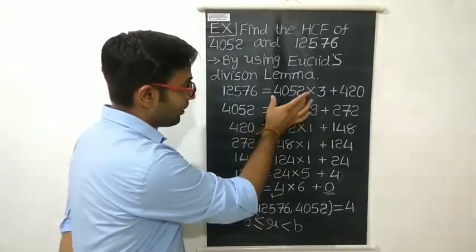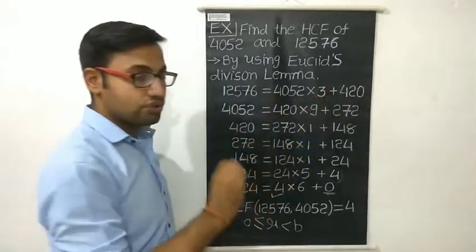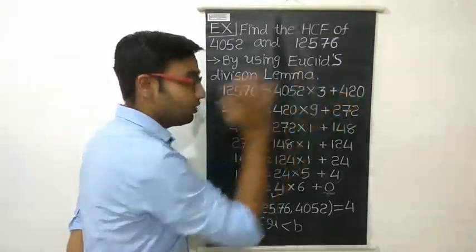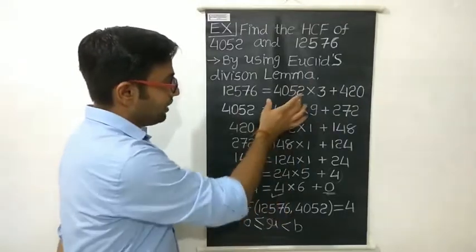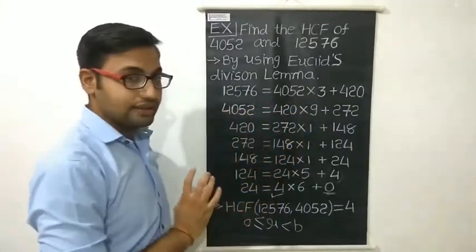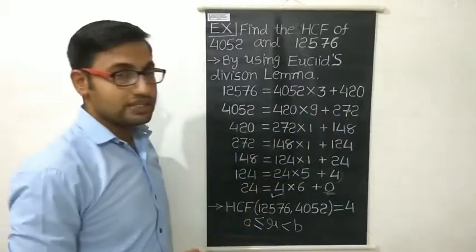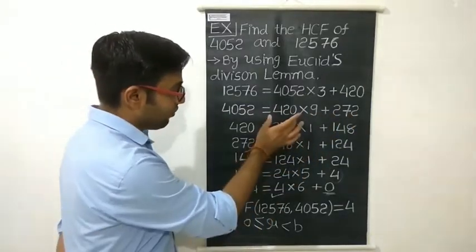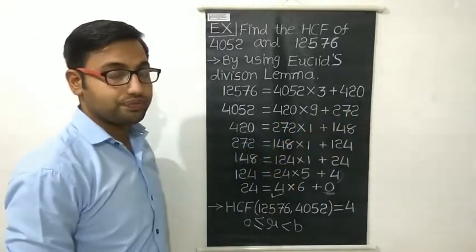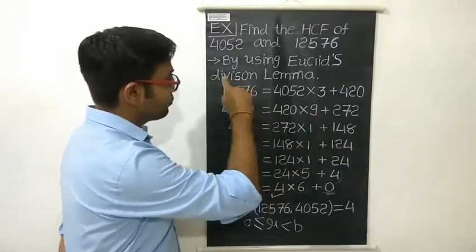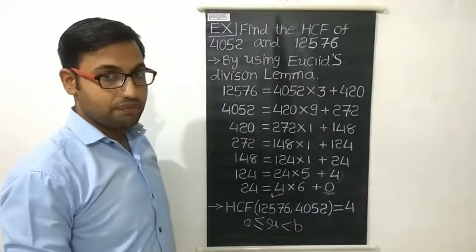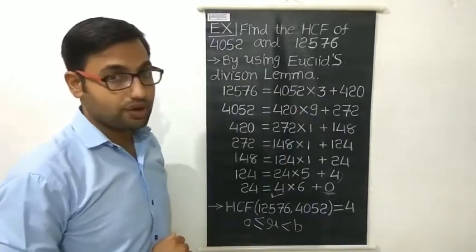So now 4052 and 420 we have selected. Again we have to divide 4052 by 420. Whenever we divide 4052 by 420, we get 9 as a quotient and 272 as a remainder. So we can say that 420 goes 9 times and gives the remainder 272. So in this second step also we use the Euclid's division lemma. Now is the process completed? No. Still the process is not completed.